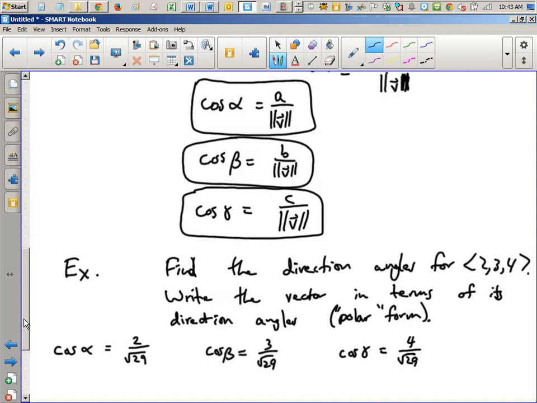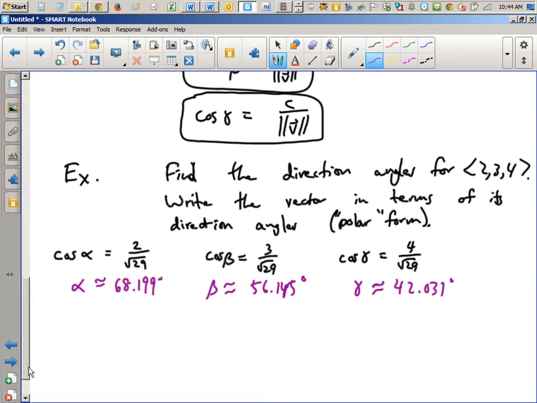Okay, so for the first one, I get alpha is about 68.199 degrees. For the second one, I get beta is about 56.145 degrees. Make sure your calculator's in the degrees mode, right? And for gamma, 42.031 degrees. What are those things? Those are just the angles between the x-axis, the y-axis, and the z-axis. Okay, so that's the answer for the first question they asked us.